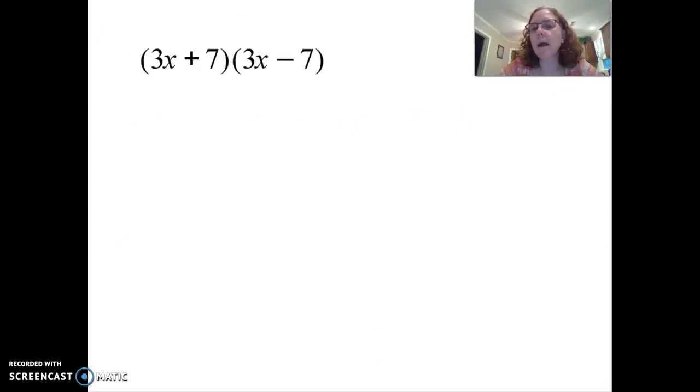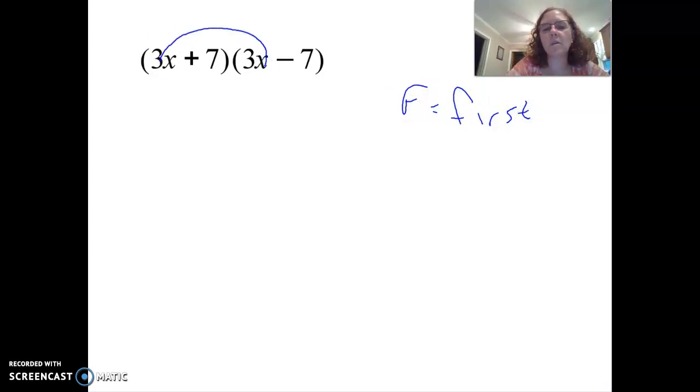Okay, so when we look at binomial denominators, remember binomial means two terms. So here I have a binomial times a binomial. We need to practice with this before we are ready to do the rationalizing of the denominator. So binomial times binomial, I'm going to FOIL. Okay, so let's recall F on FOIL. F stands for first. Okay, so that's going to be this one times this one. Well, 3x times 3x is 9x squared.